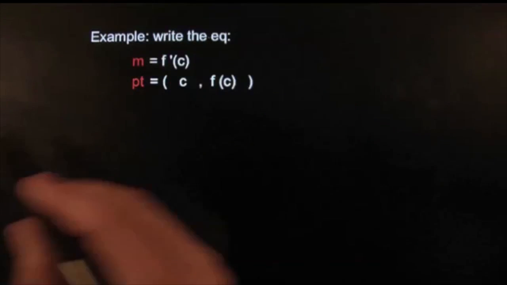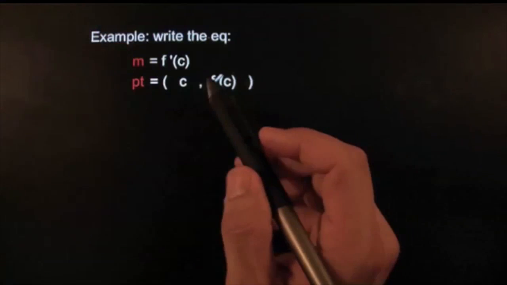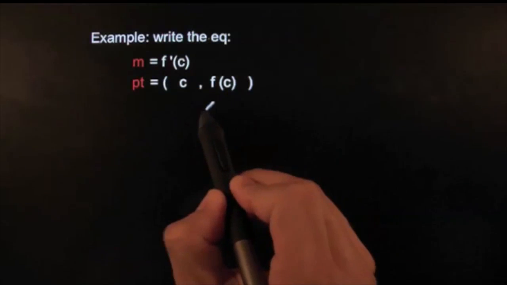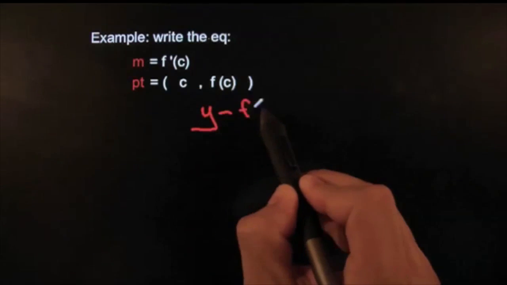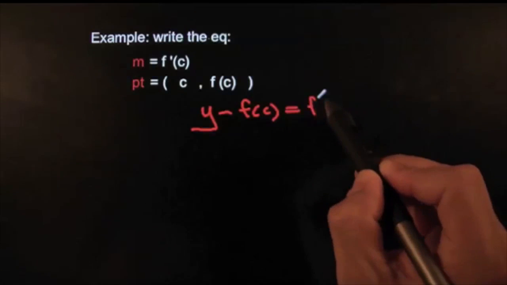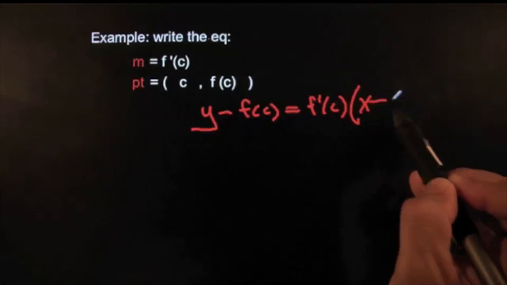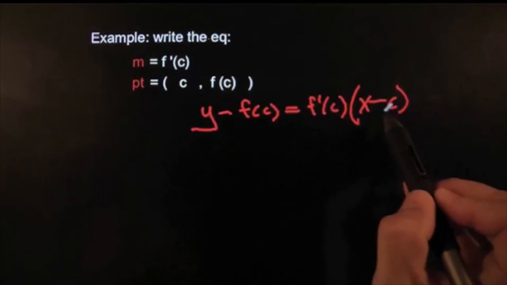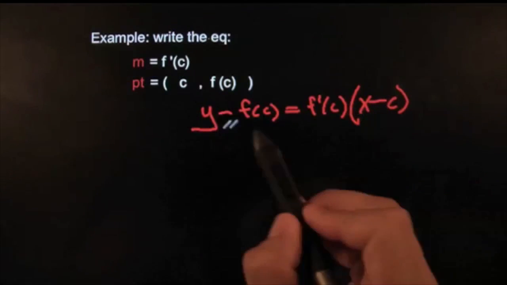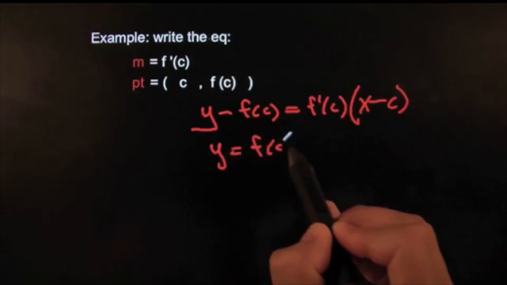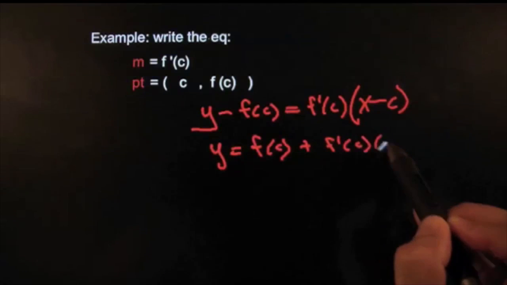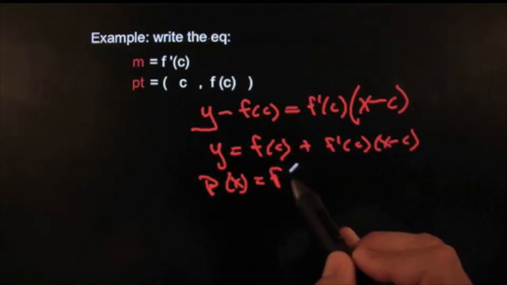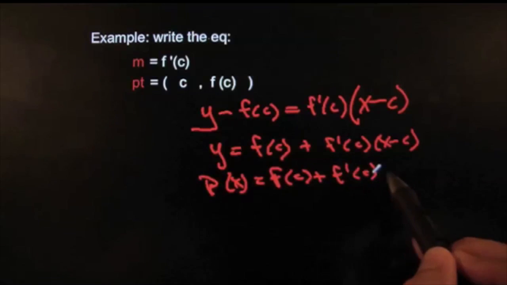Maybe we do one last one. Of course, the most important one. What happens when the slope is f prime of c and the point is (c, f(c))? Well, when that happens, you get y minus f of c is equal to f prime of c times (x minus c). So that becomes y is equal to f of c plus f prime of c times (x minus c). Of course, we can change that into function notation: f of c plus f prime of c times (x minus c).